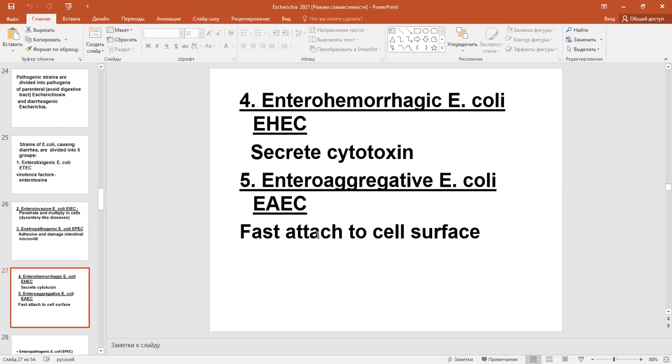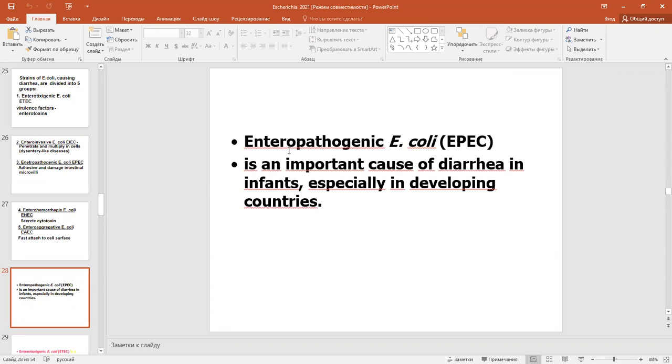And the fifth group is enteroaggregative Escherichia coli, EAEC, which fast attach to the cell surface. So you should learn these 5 groups by heart. Now, what is the difference? Enteropathogenic Escherichia coli, EPEC, is an important cause of diarrhea in infants, especially in developing countries. Now, what is the difference?